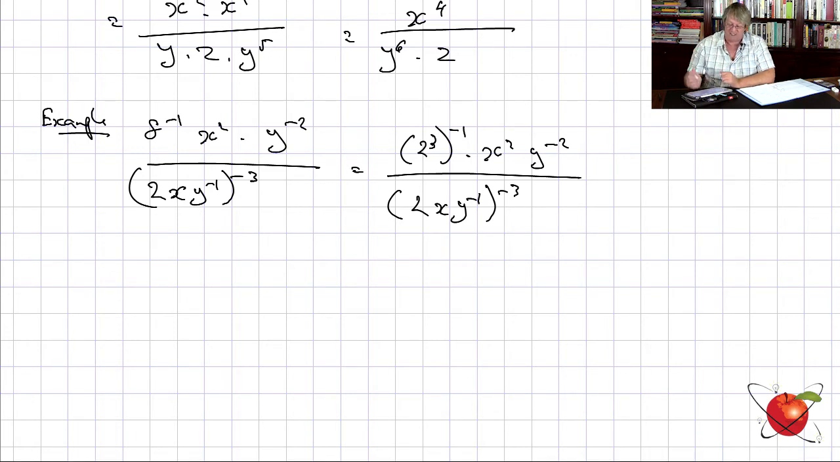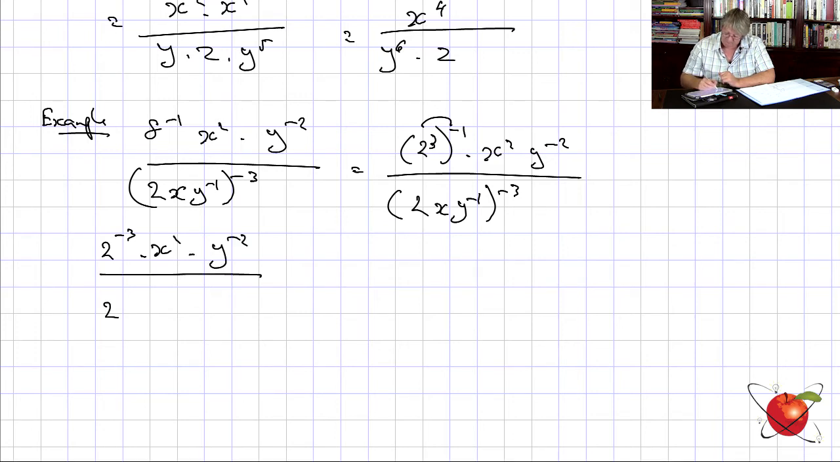All prime factors are done. Now we remove brackets. That's 2 to the minus 3, correct? There. X squared times y minus 2 over 2 to the minus 3. Remember, that must be included. Every single one. X to the minus 3, y to the plus 3. Next step, get rid of negative exponents.